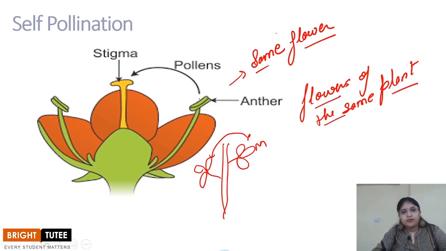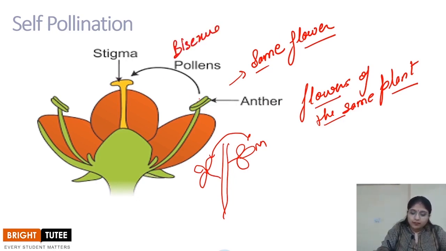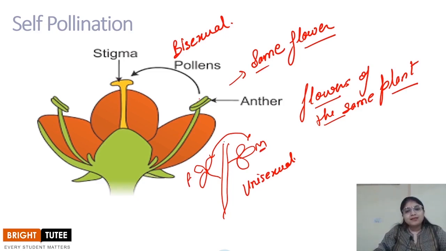So either the transference is occurring within the same flower, that means when it is bisexual, right? So in bisexual, what is happening? From the same anther, it is getting transferred to the stigma of the same flower. When it is unisexual, what is happening? That the male flower is transferring its pollen grain to the female flower within the same plant, right? So both of these conditions are under the category of self-pollination, right?